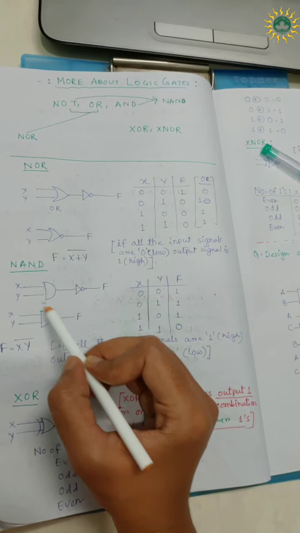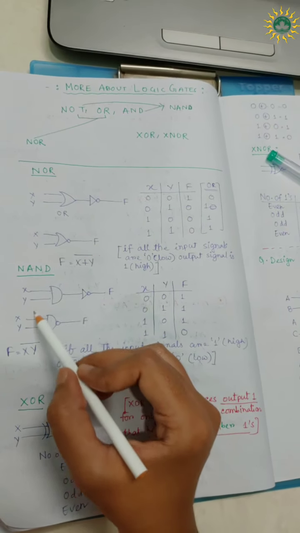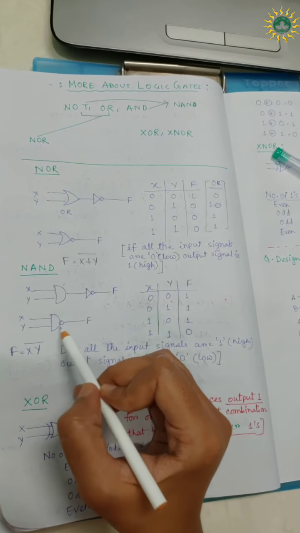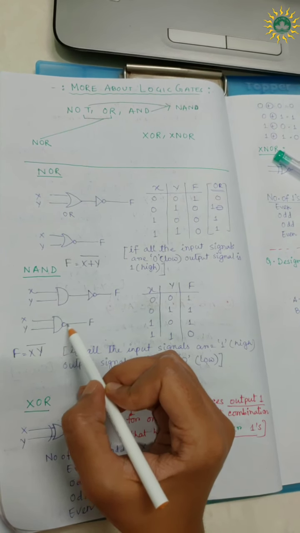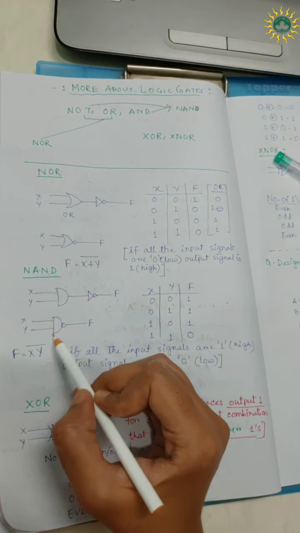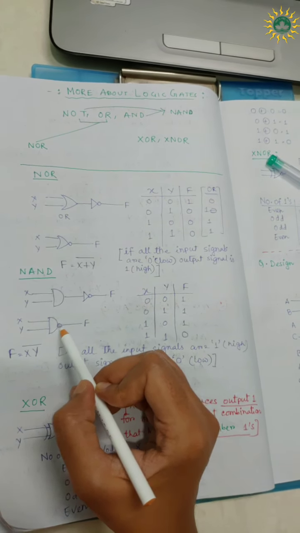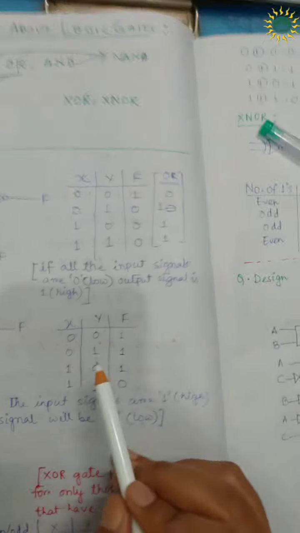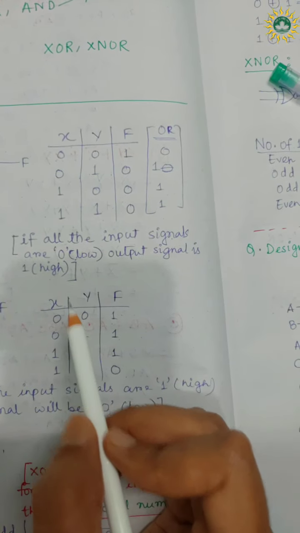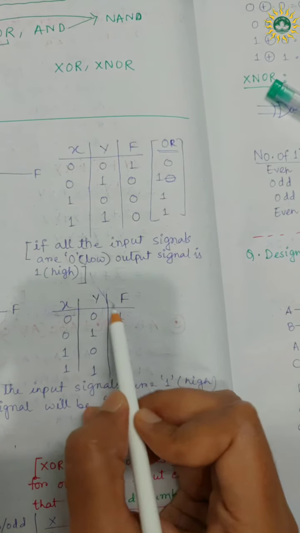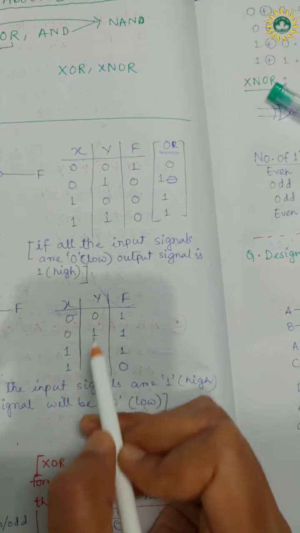Okay, the logic gate of the 2 input NAND gate looks like this. You will draw an AND gate and then in front of that you will put a NOT gate sign. Now how will the truth table look like? XY is the input, F is the output: 0 0, 1 1, 0 1, 0 1.